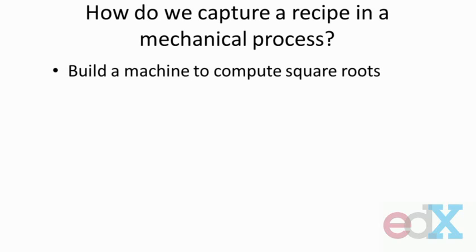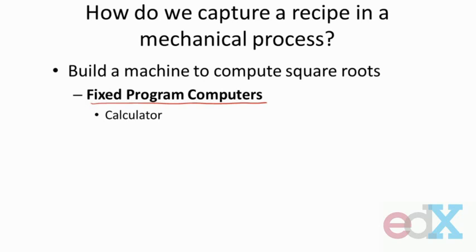First one is we could build a machine specifically to compute square roots. Might sound odd. We probably don't need something quite that particular, but in fact, early computers were exactly this. They were instances of what were called fixed program computers. And a fixed program computer was something that did a specific calculation and was designed to do exactly that. In fact, you've seen a fixed program computer. A calculator is exactly that. It does a set of arithmetic computations. That's all it does.